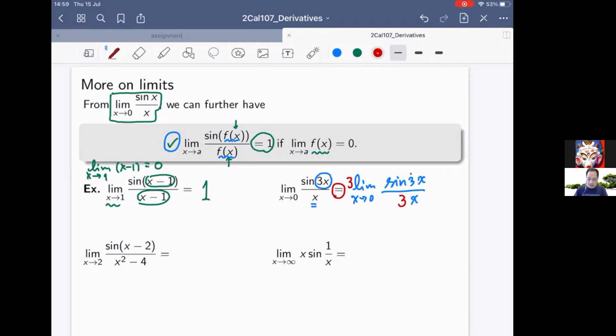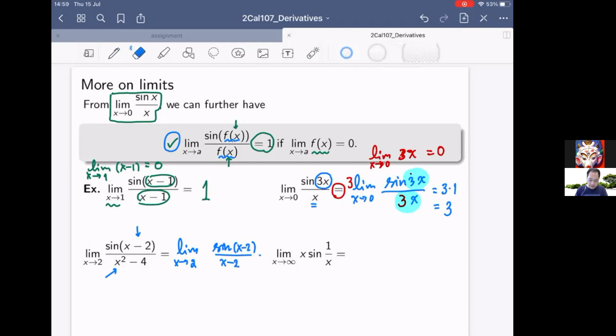So here, we already have your f of x, right? And we know that the limit as x goes to 0 of this one, this time your f of x is 3x, is 0. So this limit becomes 3 times 1, which is 3. Are we okay? Okay, so how about this one? You see x minus 2. This one also has x minus 2 hidden. So here we get sine of x minus 2 over x minus 2. And let me just move it a little bit.